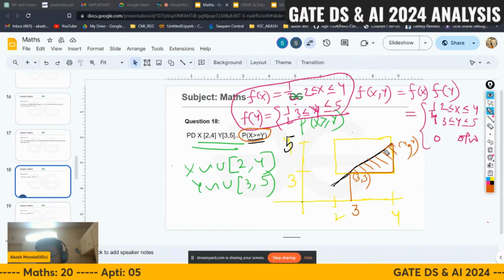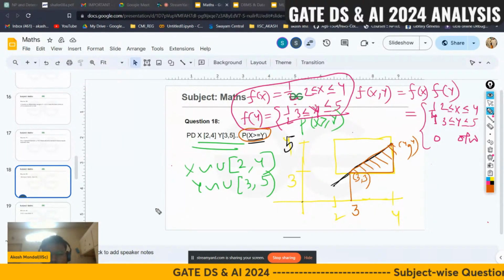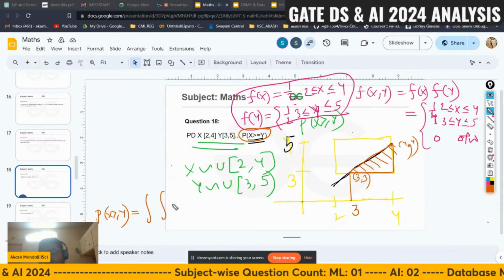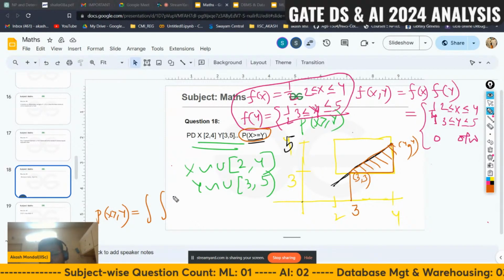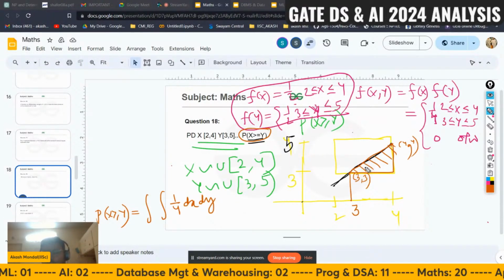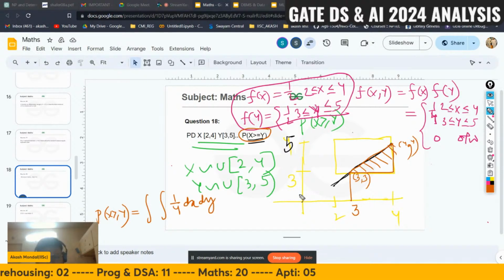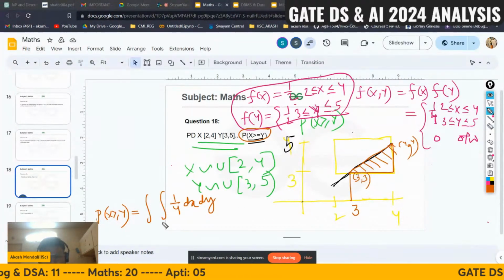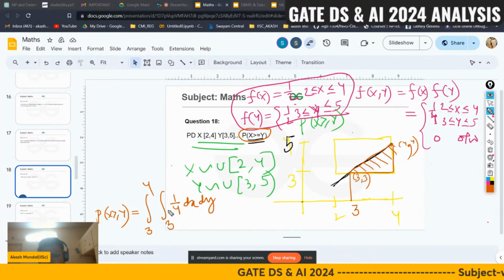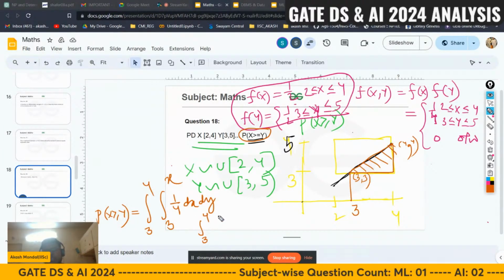You just need to integrate this. You just need to compute the area of this region. How do you do it? So the probability of x is greater than or equal to y is the integral of the function f of xy, which is 1 upon 4, dx dy, where x ranges from 3 to 4 and y ranges from 3 to x. Now this is again a straightforward multiple integral which you can easily solve.